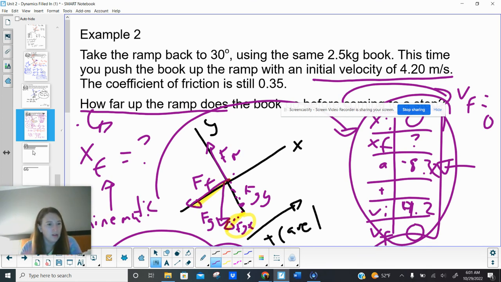I've just been trying to save time here. I need to go to my first session in just a bit. So you should be able to plug into the timeless formula and find x final.